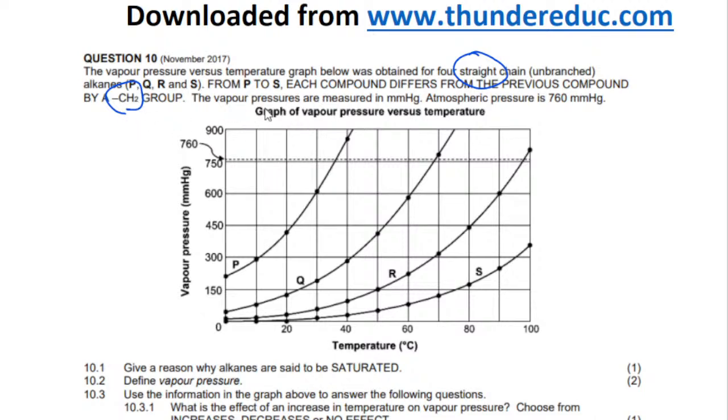The vapor pressures are given in millimeters of mercury. This means millimeters of mercury. 760 millimeters of mercury is equal to 1 atmosphere. They're saying the atmospheric pressure is 760 millimeters of mercury. All right, let's continue.